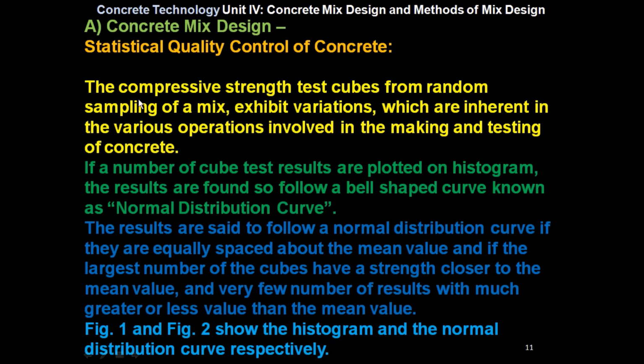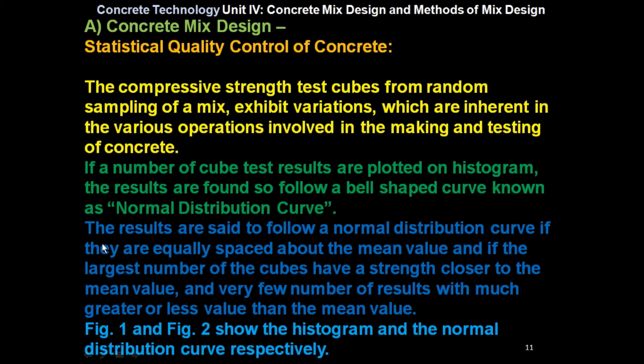The compressive strength test cubes for random sampling of a mix exhibit variations which are inherent in the various operations involved in the making and testing of concrete. If a number of cube test results are plotted on histogram, the results are found to follow a bell-shaped curve known as normal distribution curve.